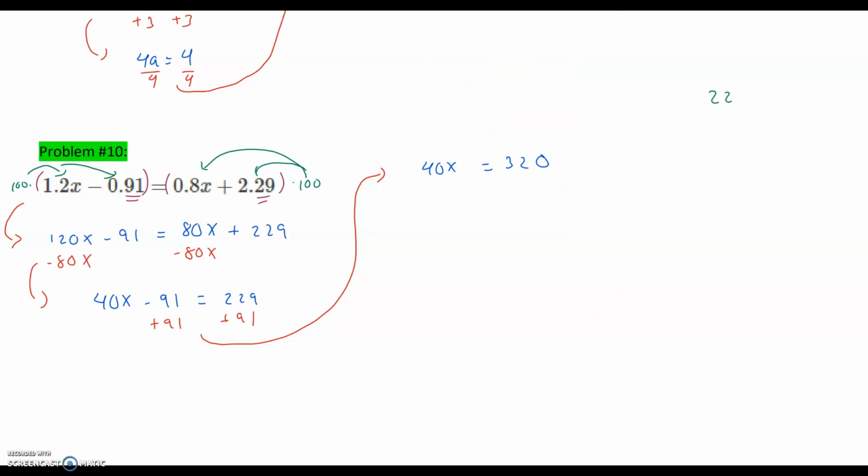Let me actually do that sum on the side. This is 229 plus 91. That's going to be a 0. You carry 1, 10, 12, and we carry 1. So that's going to be 320. Okay, we're good.